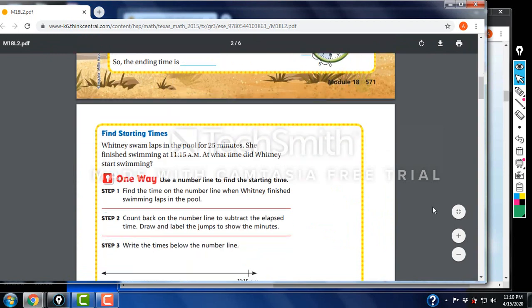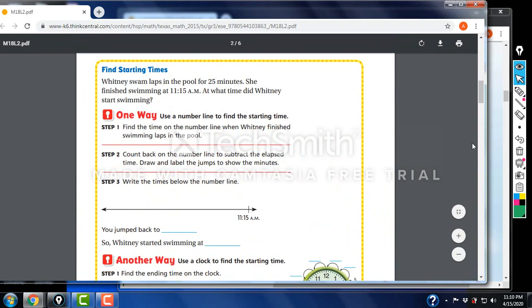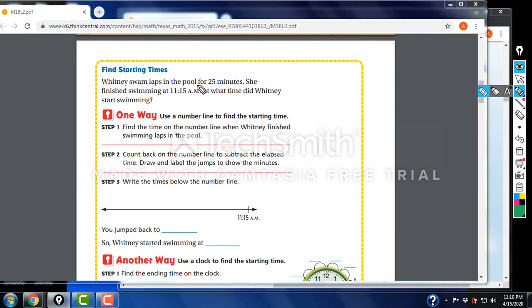Now if we go on and look at your next one, we have Whitney here. Whitney swam laps in the pool for 25 minutes. I know that. She finished at 11:15 a.m. So they give you the ending time here.